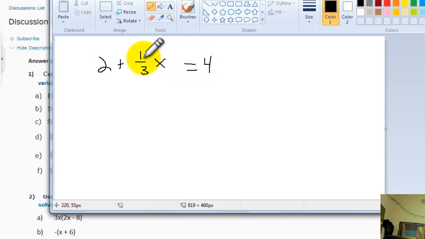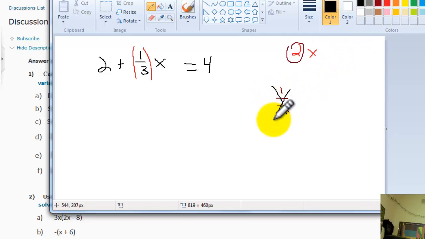So notice I said 1/3 x. The way you need to look at that is this 1/3 is a coefficient on the x. This is a coefficient, the 2. You always refer to a number that is next to the letter as a coefficient. All right. So 1/3 is a coefficient. It is not 1 over 3x. You don't want to write that.